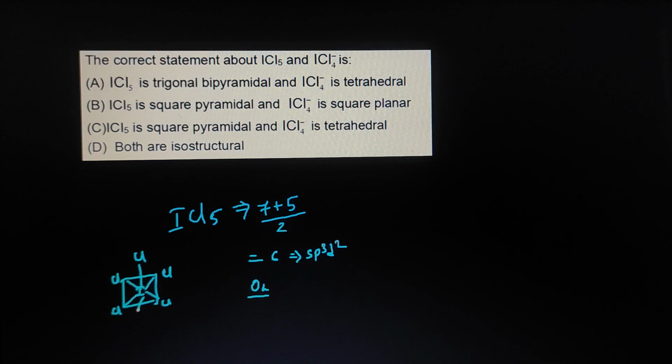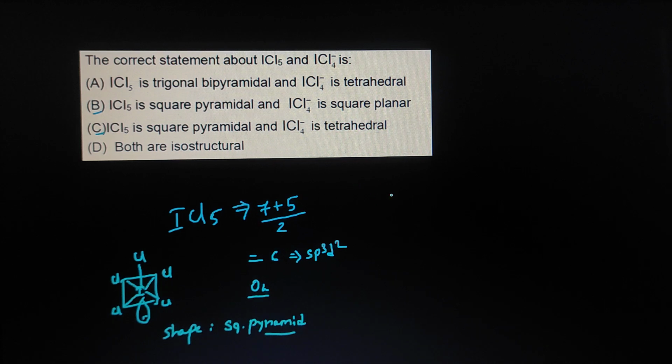One lone pair is present around this octahedron. So this is the structure of ICl5, and this is octahedral, but its shape is square pyramidal, due to the presence of one lone pair of electrons. So the correct statement about ICl5 is square pyramidal. So option B or C can be the answer.